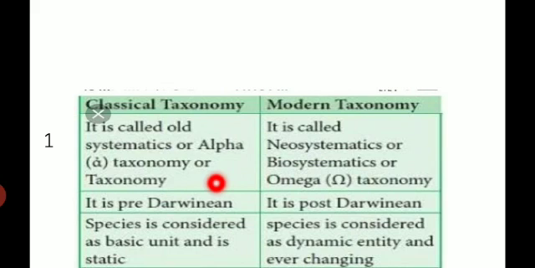The classical taxonomy is pre-Darwinian. The modern taxonomy is post-Darwinian. The third difference: in classical taxonomy, the species is considered the basic unit and is static. In modern taxonomy, the species is considered a dynamic entity and ever changing.